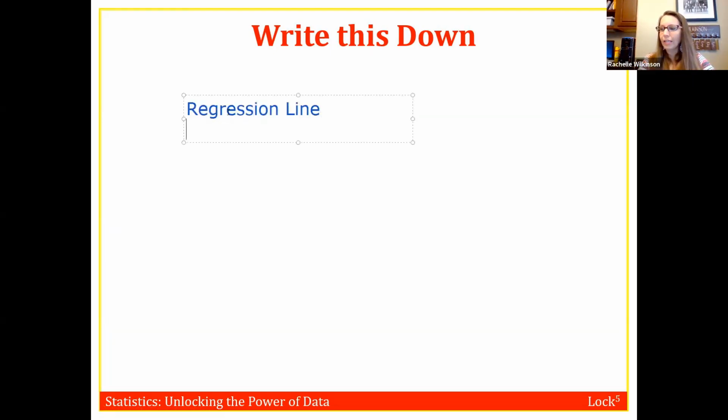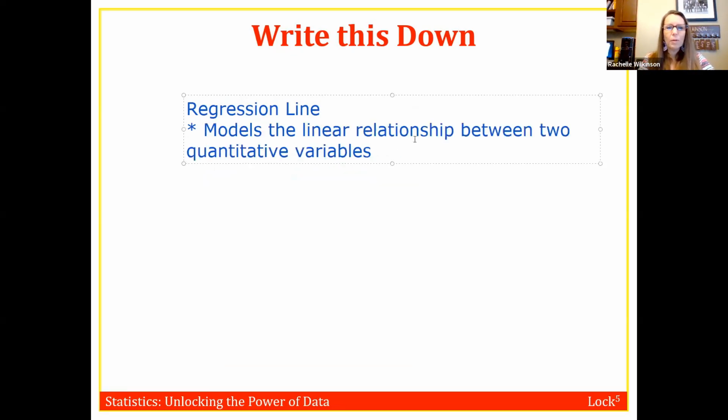The regression line models the linear relationship between 2 quantitative variables. So when you hear people talk about the line of best fit, that's basically what our regression line is. It can also be called the line of best fit. Specifically, the type of regression line that we're going to be using in our class is called a least squares regression line.